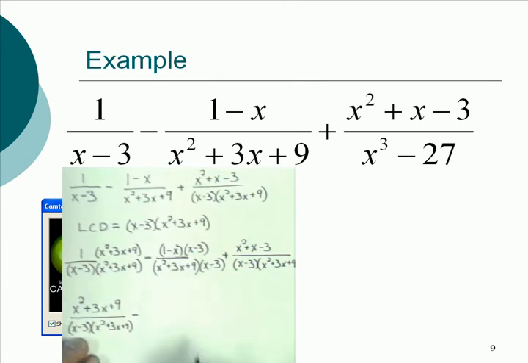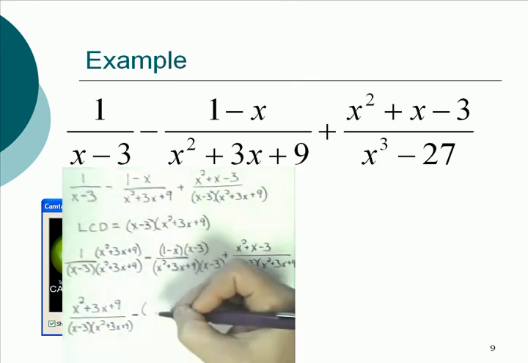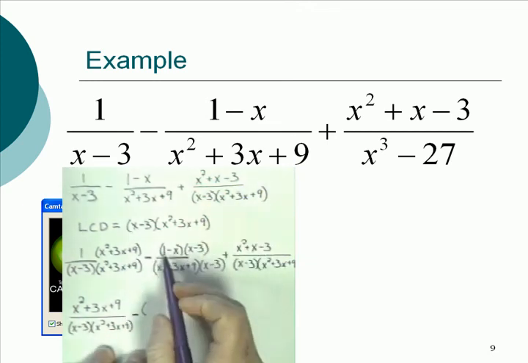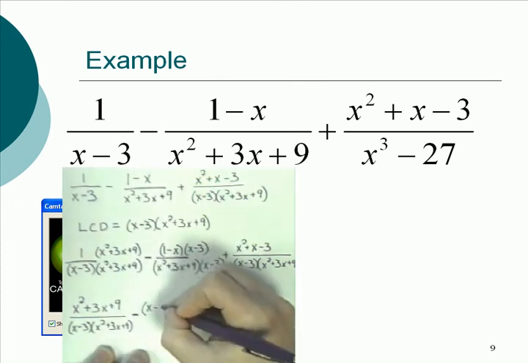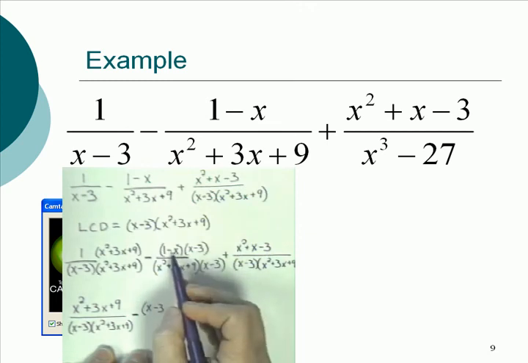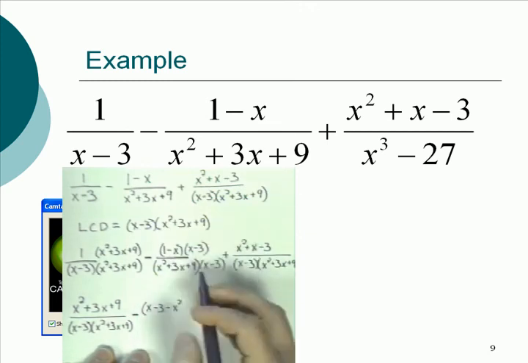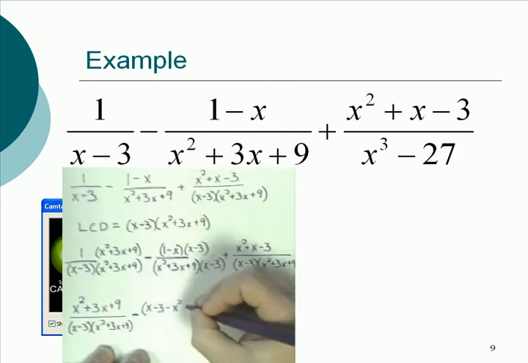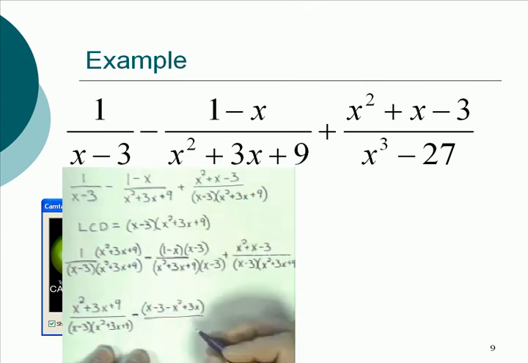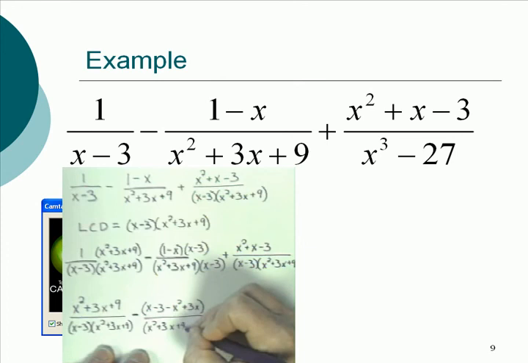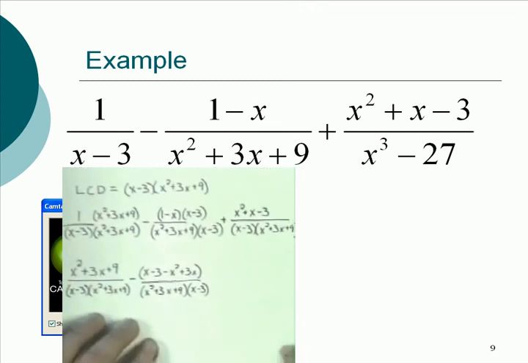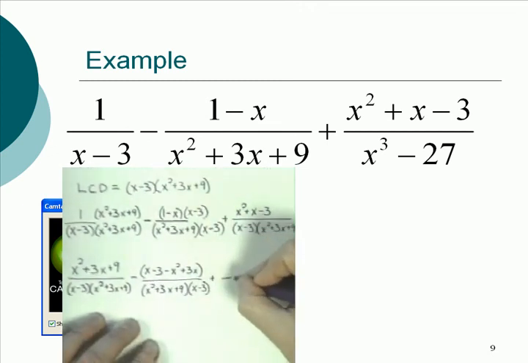We can FOIL together these two terms in the numerator of our second term. And if we do that, our first terms result in a product of, 1 times x is x. Our outer terms, 1 times negative 3 is negative 3. Our inner terms, negative x times x is minus x squared. And our last terms here, negative x times negative 3, gives us plus 3x. That again is over the common denominator of x squared plus 3x plus 9 times x minus 3. As noted a minute ago, the third term will not change.